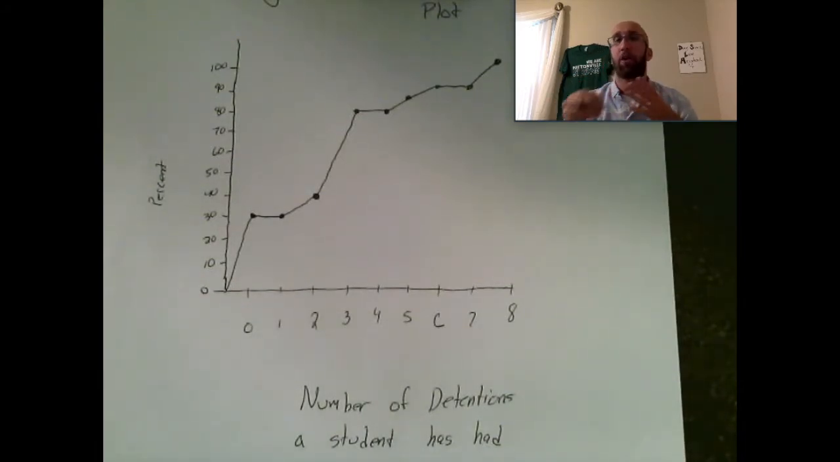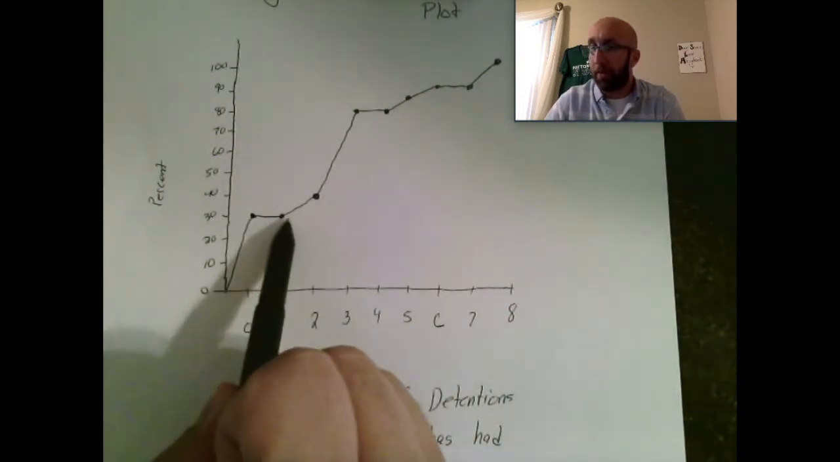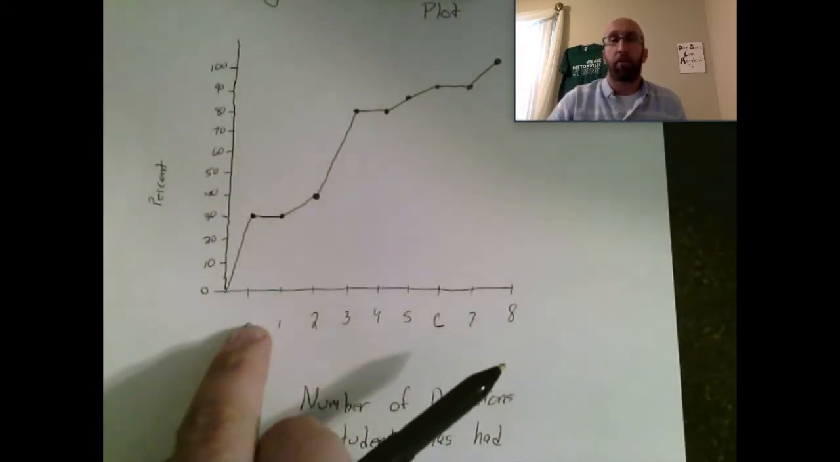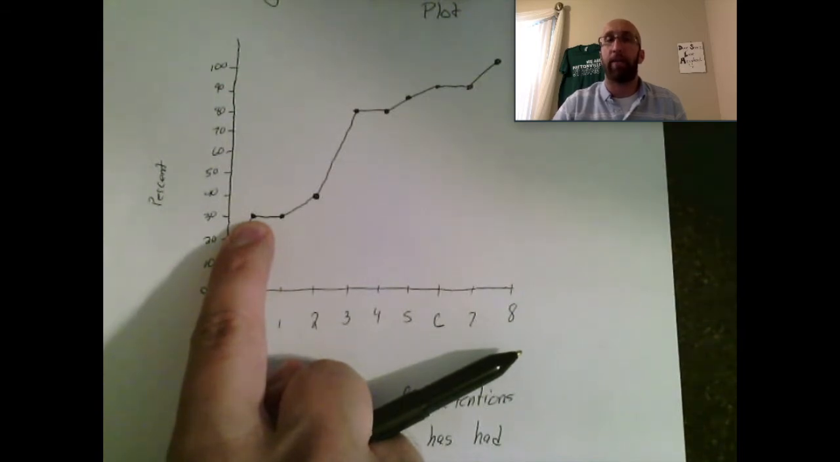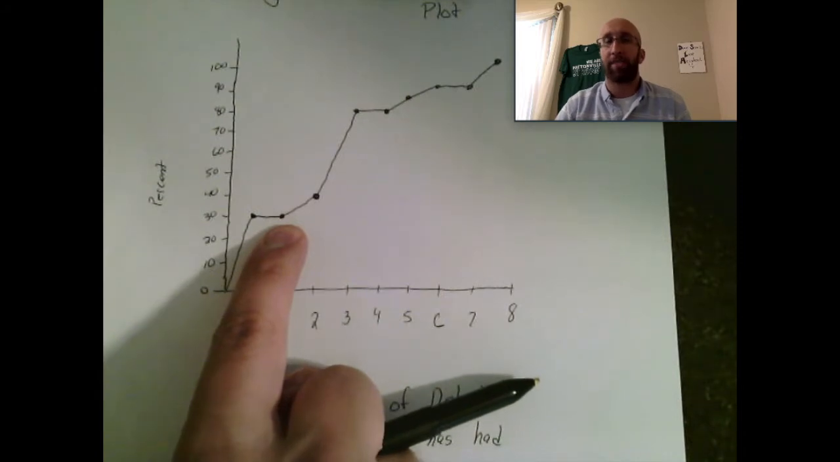The slopes are going to represent where there is a lot of data and where there is none of the data. Because remember, it's a cumulative. It's adding up all the data points before it. So we have a few points where it's completely flat, and then we have a steep point here. So at 0, I have 30% of my data accounted for. When I move to 1 detention, I'm still at 30% of my data.